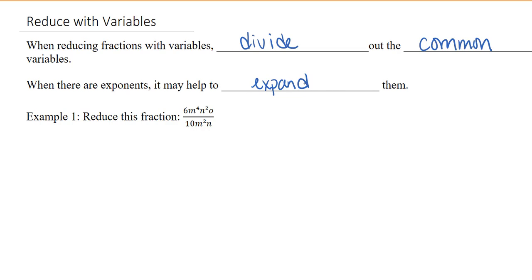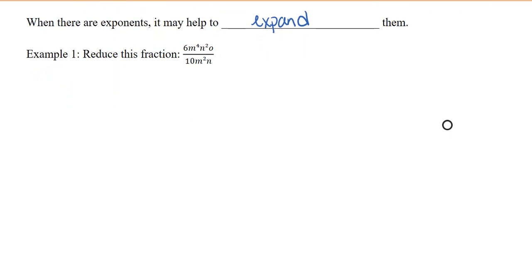So we have 6 m to the 4th n squared o, and then we have 10 m squared n. So we're going to divide out the common factors. So let's go ahead and do that. So we see we have 6, right, which can be broken down into 2 times 3. 10, right, is just 2 and 5.